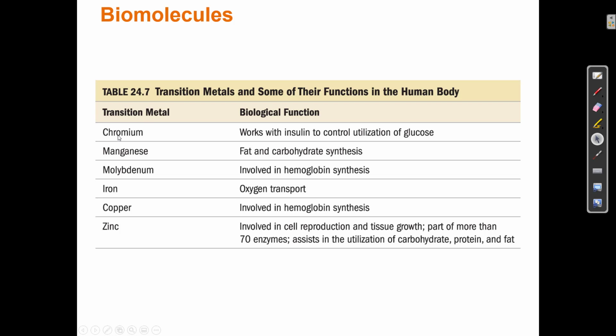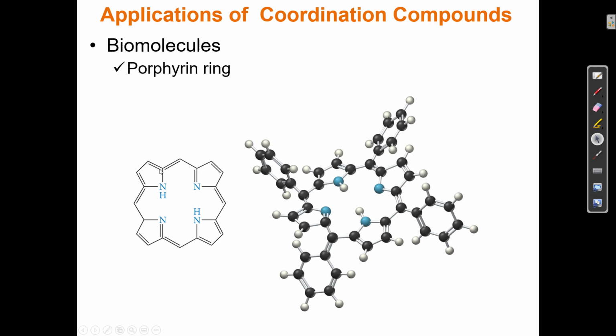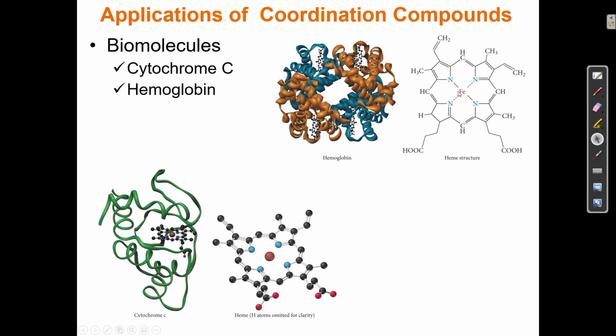Here's an example. This is called a porphyrin ring, and a porphyrin ring is composed almost entirely of carbon and hydrogen with a couple of nitrogen. These blue ones are nitrogen. Everything else is carbon and hydrogen. In this porphyrin ring, if we put an iron in there, then we call it heme, and that's how this protein, hemoglobin, can transport oxygen. The oxygen can bond to the iron that's in this heme complex.